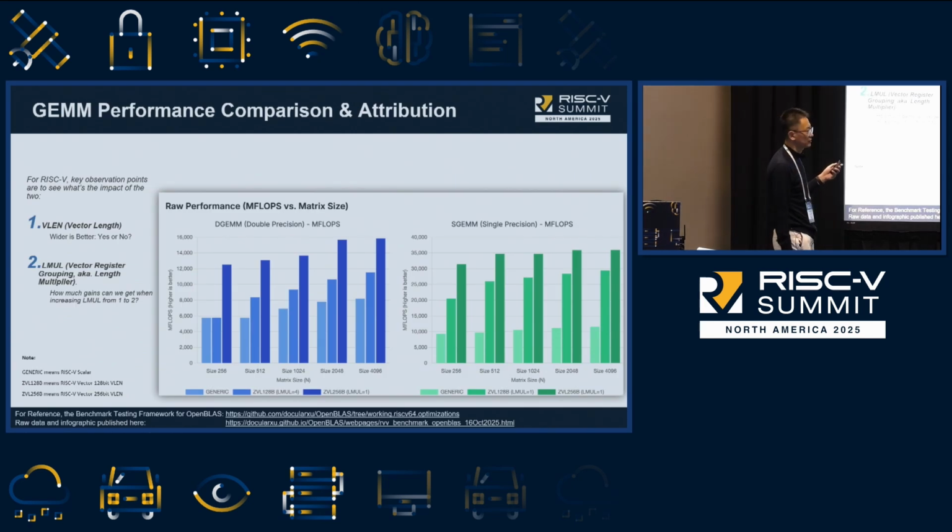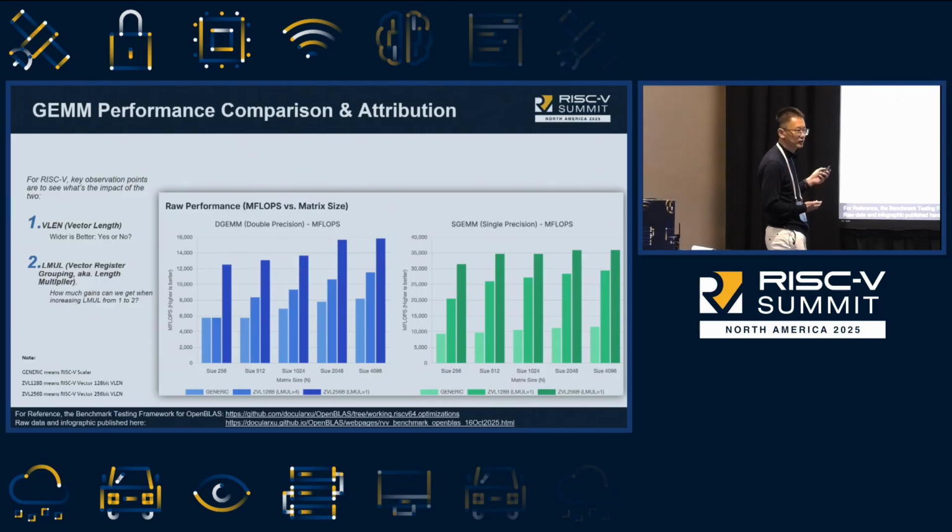So here are some performance comparison results. I compared double precision and single precision GEMM with several flavors: vector length 128 and vector length 256. I also compared some different LMUL configurations, length multiplier 1, 2, and 4. So there are 2 observations. First, how the vector length impacted the result. The second is the length multiplier.